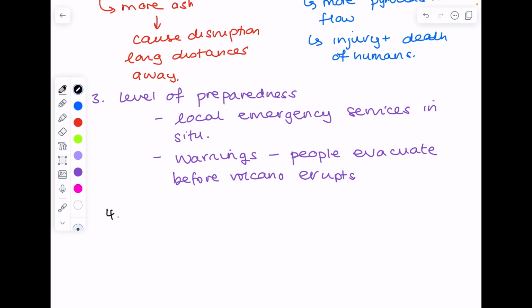Population density is also very key. Obviously, if you've got huge megacities or even just large settlements close to the volcano, they're going to be more vulnerable to any of the lava flows and pyroclastic flow, as well as ash clouds.